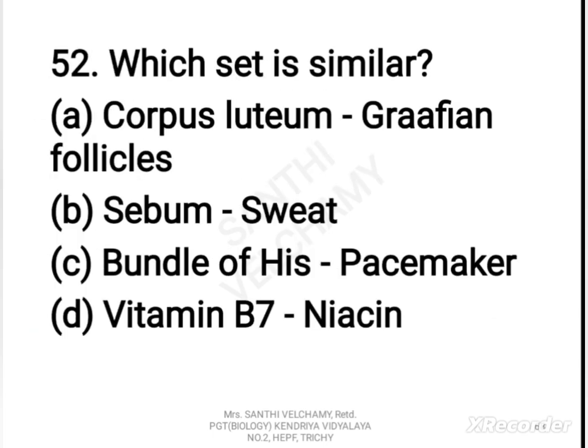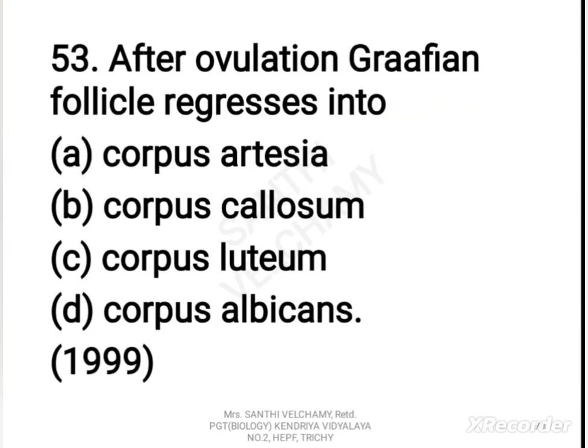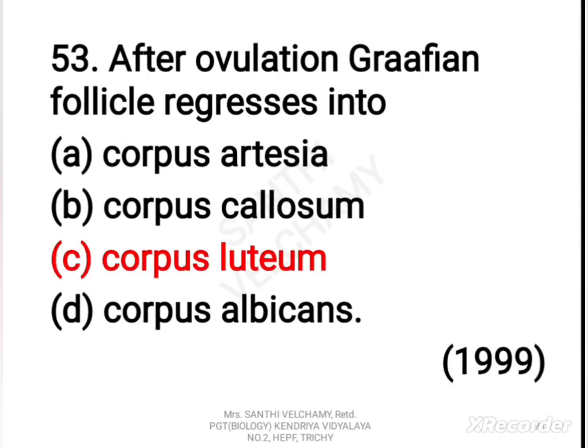Next one. Which set is similar? A. Corpus luteum, Graafian follicle. B. Sebum, sweat. C. Bundle of His, pacemaker. D. Vitamin B7, niacin. The correct answer is A. Corpus luteum, Graafian follicle. Next one. After ovulation, Graafian follicle regresses into A. Corpus atretica. B. Corpus callosum. C. Corpus luteum. D. Corpus albicans. The correct answer is C. Corpus luteum.